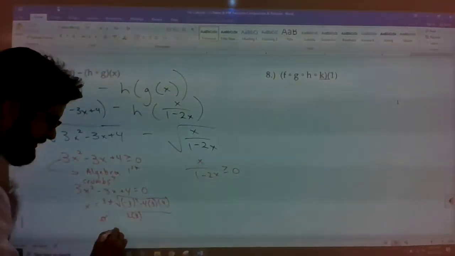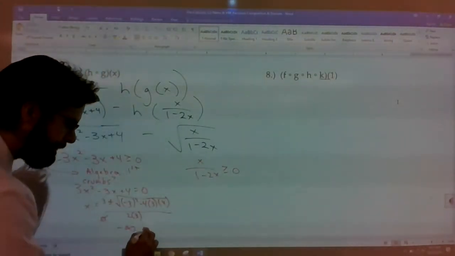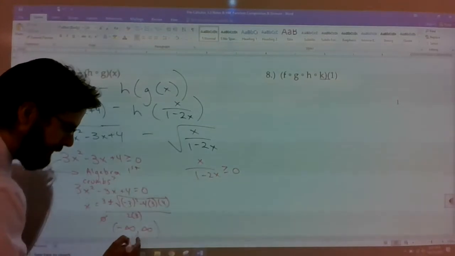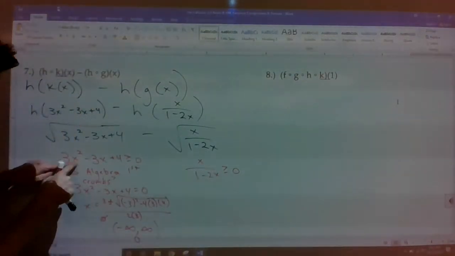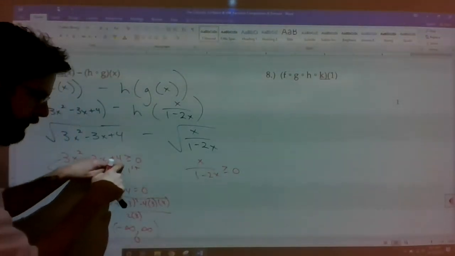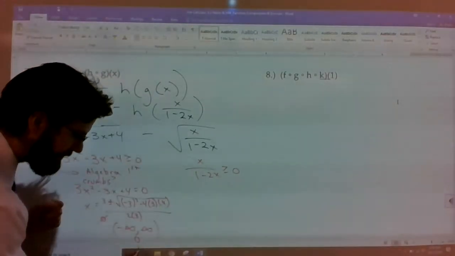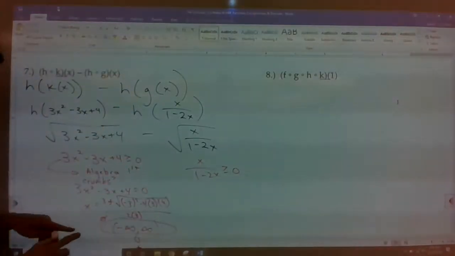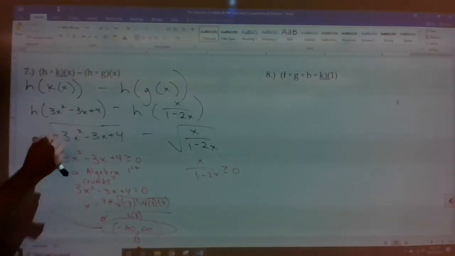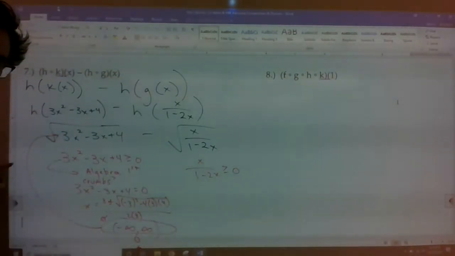It means you're going to test negative infinity to infinity. So pick a number between there, 0. If you plug it in, it's going to be positive 4 is greater than or equal to 0. A positive number means our domain for just this part is negative infinity to infinity.